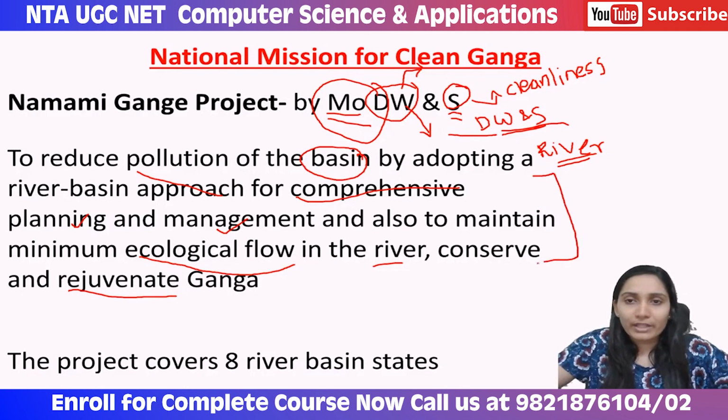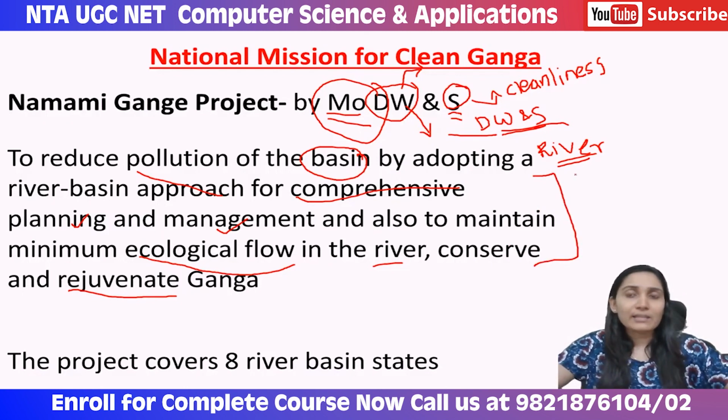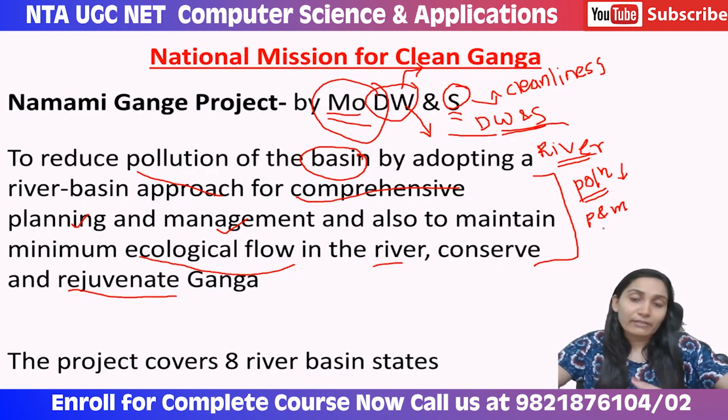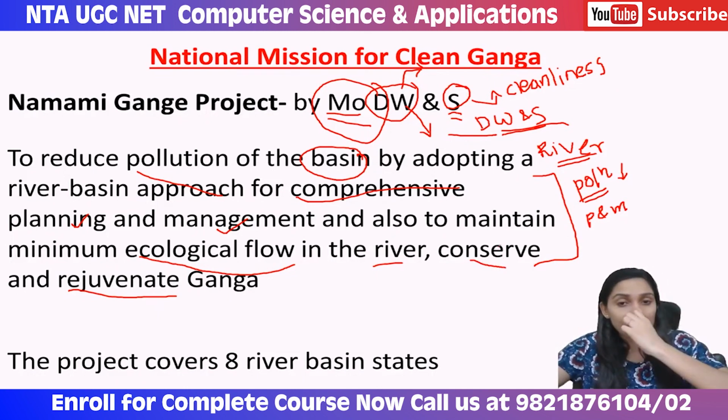So in short, we can say that this project, that is National Mission for Clean Ganga, has been adopted by the government of India, first, to reduce the pollution level in the river Ganga. Okay, reduce the pollution level. And second, to adopt appropriate planning and management and to maintain minimum ecological flow into the river. Conserve and rejuvenate Ganga. So conservation and rejuvenation, these are two different things.